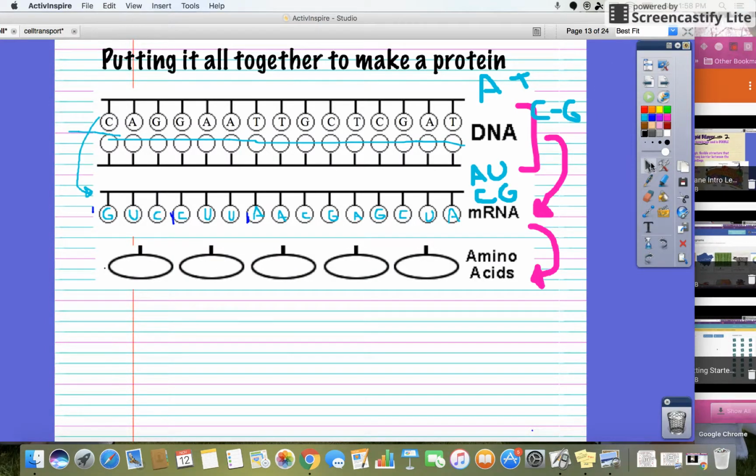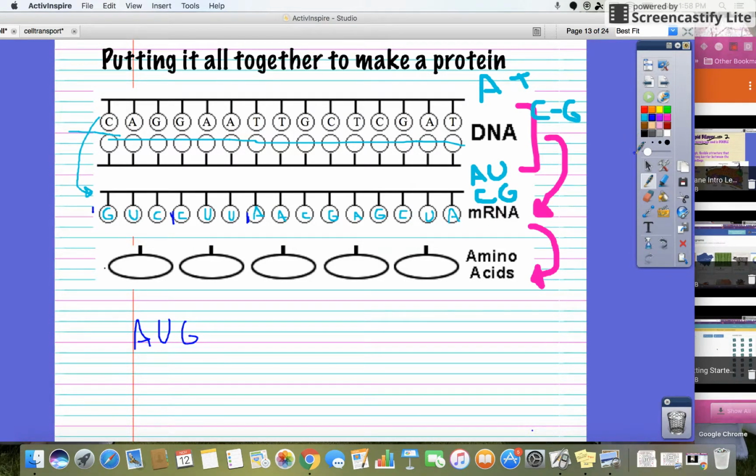Okay, so we did transcription where we went from DNA to mRNA, and now we're going to do translation where we go from mRNA to making an amino acid. What we should always start with when we're doing the coding for mRNA into amino acids is looking for a start codon, which is AUG.